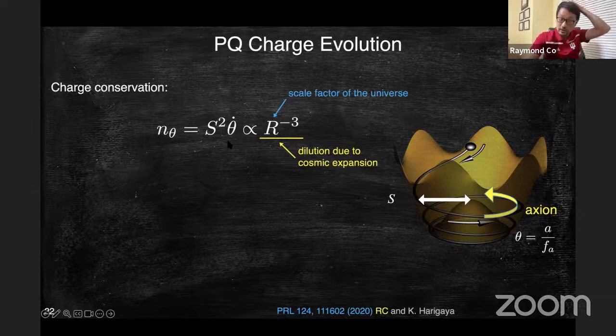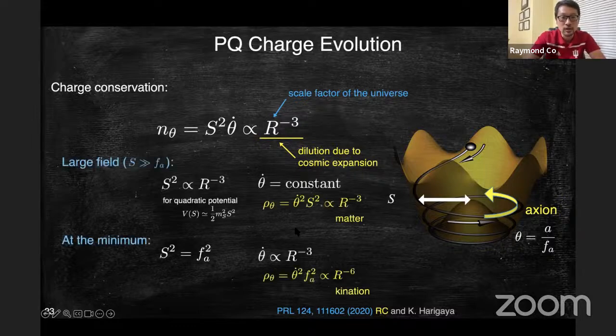So the idea is that this charge may be evolving over time because of the Hubble expansion of the universe. And R here is the scale factor, and it is being diluted because the volume is increasing. So now what that tells us is that if you have a quadratic potential, this field squared will scale as R to the minus 3. And just from the charge scaling, if S squared goes like R to the minus 3, that tells us that the theta dot must be a constant.